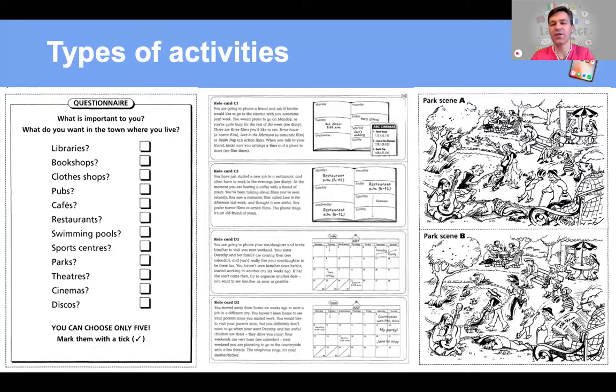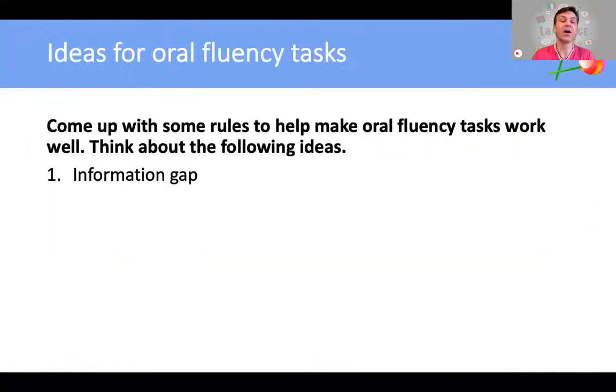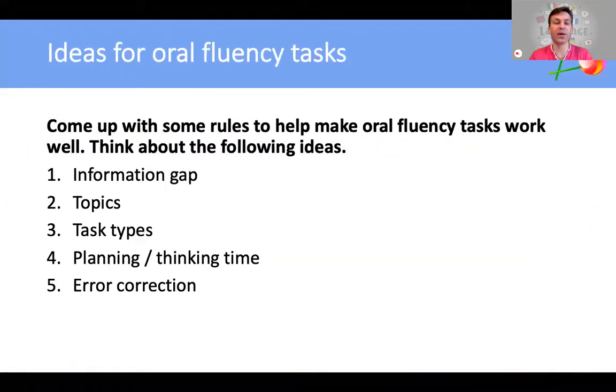What is this woman doing on the bench? Or what is this man doing under the tree? There is no reason for this. So make sure that student A cannot see picture B and student B cannot see picture A. So actually information gap exists. What else can you recommend on topics, task types, planning, thinking time, and error correction? Anyone? Go ahead.